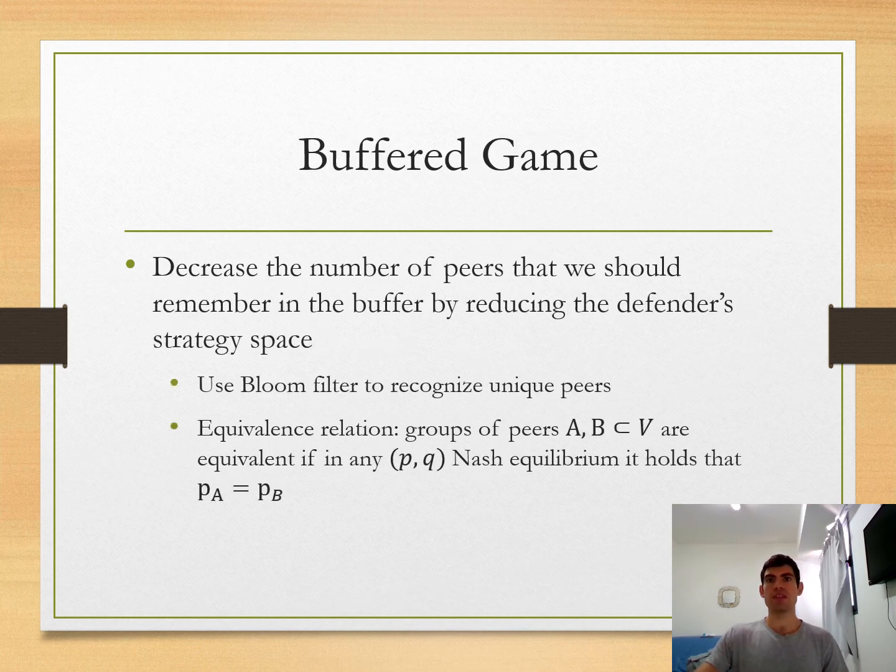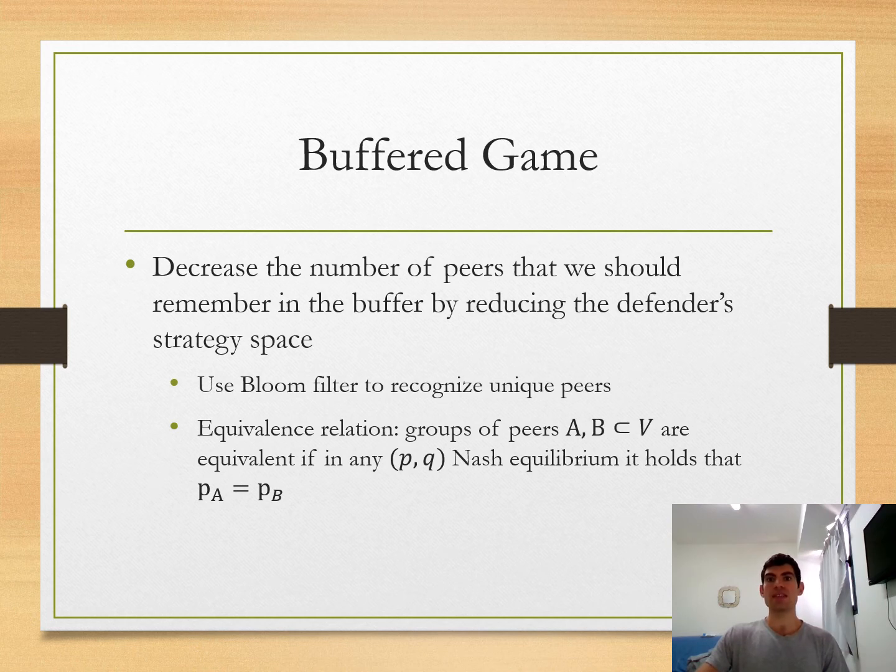The final step is the buffered game, in which we take the theoretical approach into the real world. In this scenario, the pair has a limited buffer to store pairs from the network. We use two tools here. The first is Bloom filters, which allow us to recognize unique pairs, and thus the attacker cannot advertise his pairs over and over again until they enter the buffer.